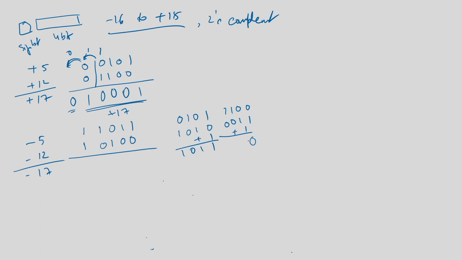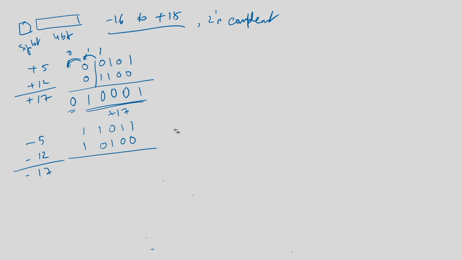it will become 1 0 1 0 0. So this is minus 12, right. So, this you can always identify.